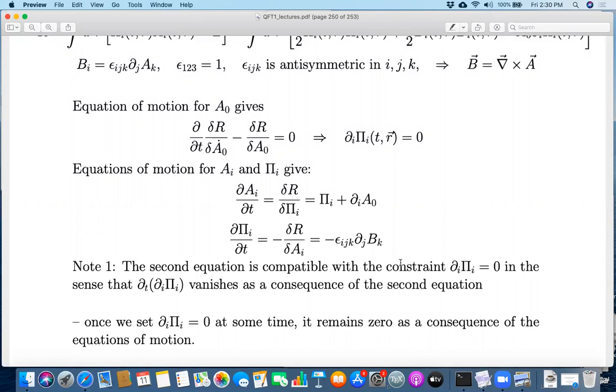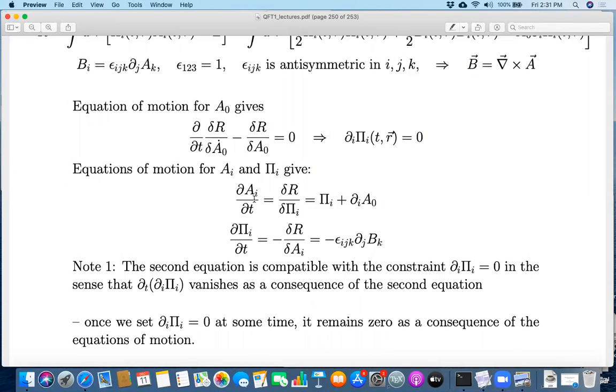Okay, so these two equations are in fact nice. If somebody gives you A0, these two equations tell us how to evolve A as a function of time, and how to evolve pi I as a function of time. So if somebody gives you some initial A_i and pi_i, you can use this to evolve A_i and pi_i in time.